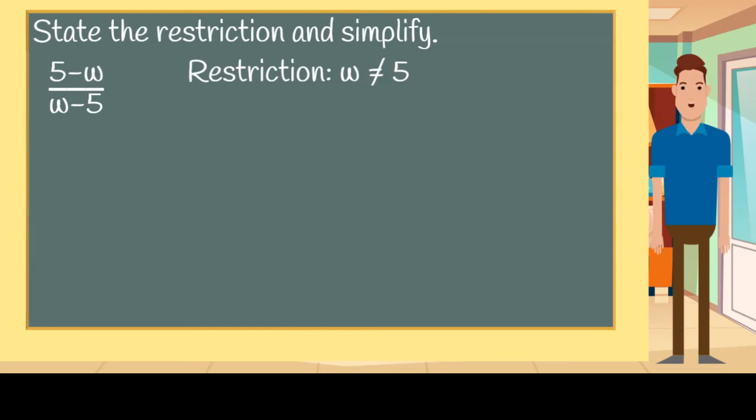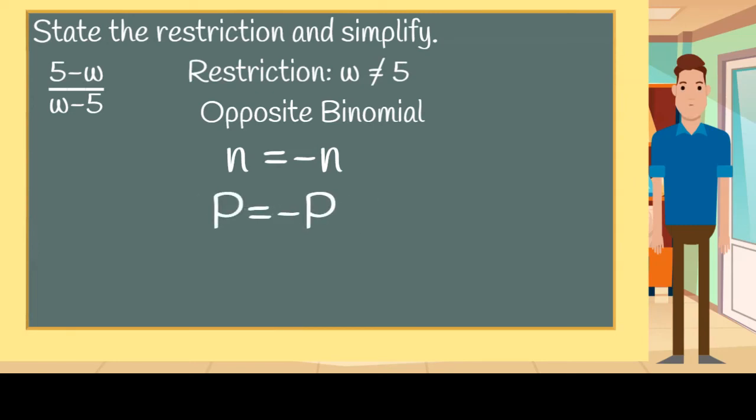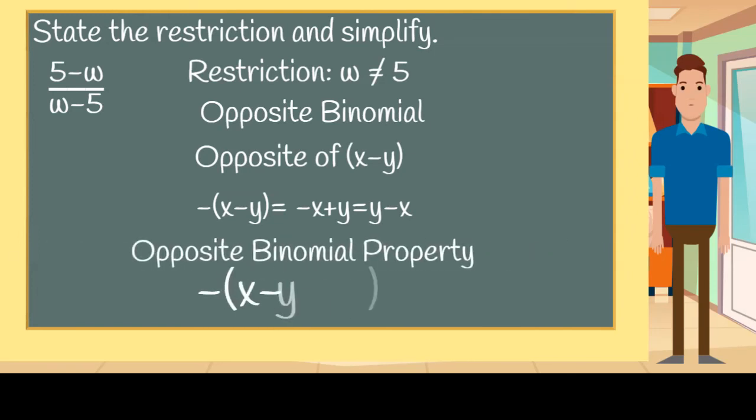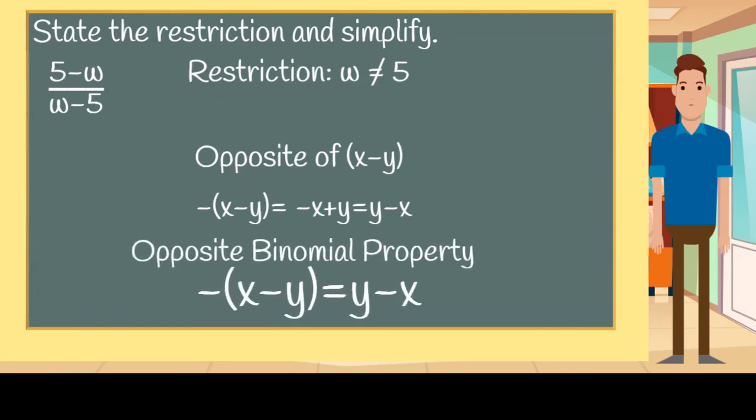Looking at the numerator and the denominator, they are almost the same. They are opposite binomial factors. Recall that the opposite of the real number n is -n. Similarly, we can define the opposite of a polynomial p to be -p. We first consider the opposite of the binomial. This leads us to the opposite binomial property. This is equivalent to factoring out -1.